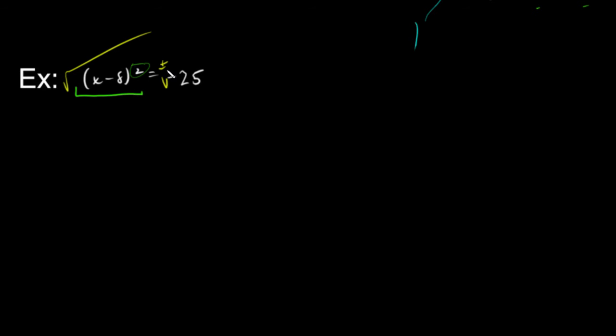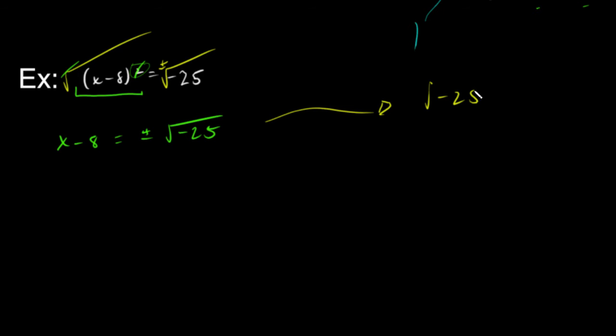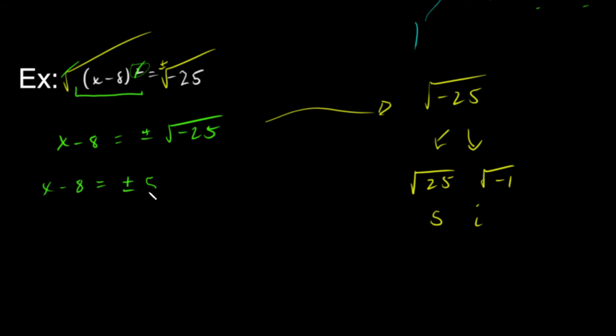And you plus or minus the square root over here. And you get x minus 8, because the squared went away, equals plus or minus the square root of negative 25. And we actually worked out the square root of negative 25 on the last lesson, or maybe day one. So as just a refresher here, the square root of negative 25 breaks down into the square root of 25 and the square root of negative 1, and that is 5i. So you've got x minus 8 is equal to plus or minus 5i.